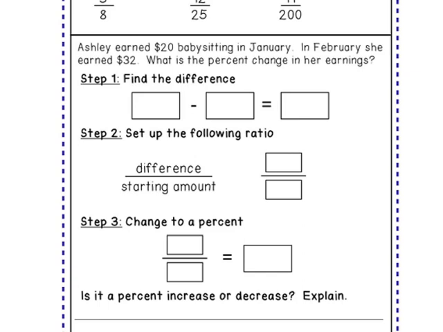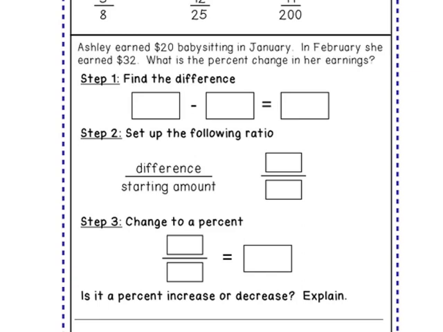Okay, so we're going to start with this first problem. It's our first example, and it says, Ashley earned $20 babysitting in January. In February, she earned $32. What is the percent change in her earnings?